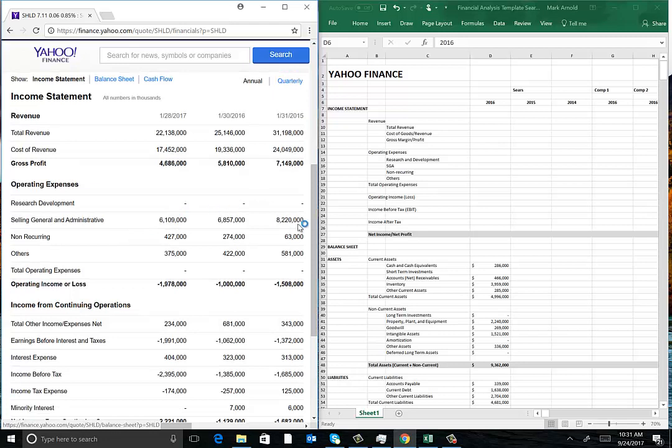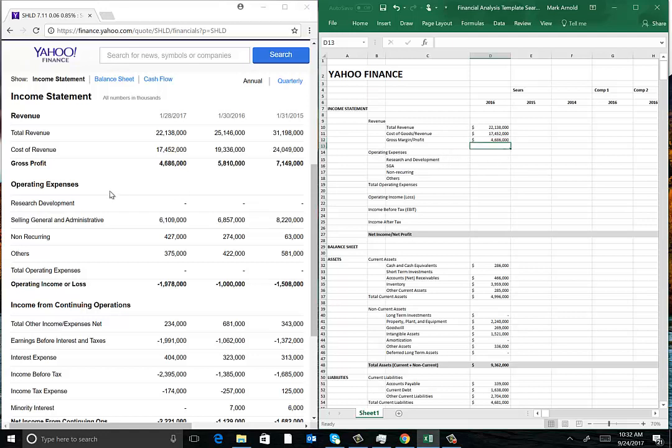All right, so now what we want to do is begin to enter these numbers in the appropriate place in the template. So total revenues right here. I'm going to go ahead and enter that number, 22,138,000. And there we go. And then here, cost of revenue or cost of goods is 17,452,000. All right, and then gross margin, gross profit. Again, enter the number 4,686,000. Okay, go ahead and enter that number.